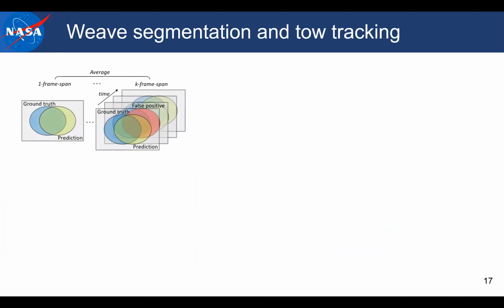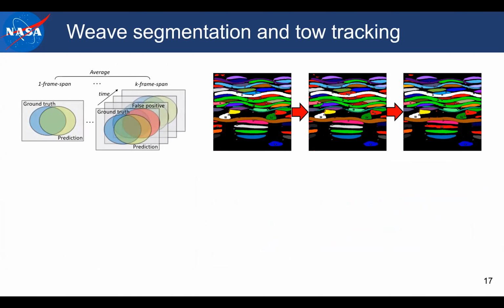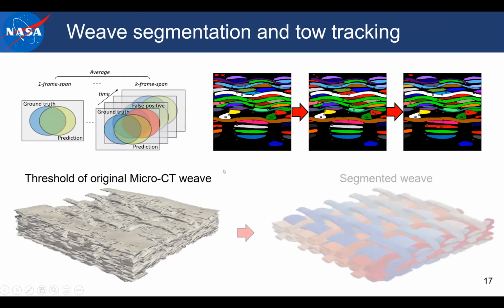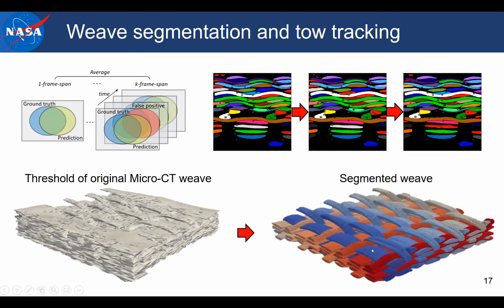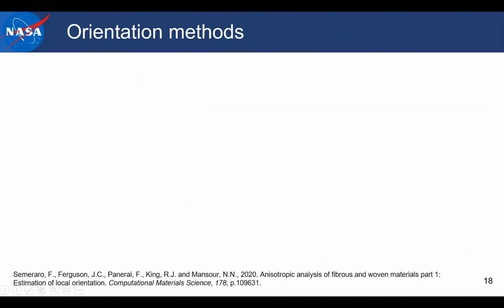Then if I go into some of the results that we obtain, after you run the training, you can predict these labels throughout your slices of the micro-CT weave. And then by doing a simple approach to track the fibers through the depth, by checking how much they intersect in the depth, we are able to obtain labels that are continuous inside the depth. And so every single toe now has been given a specific ID.